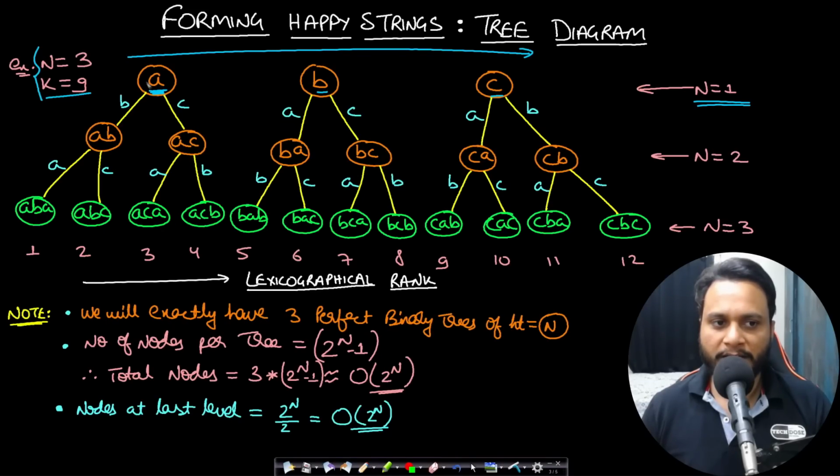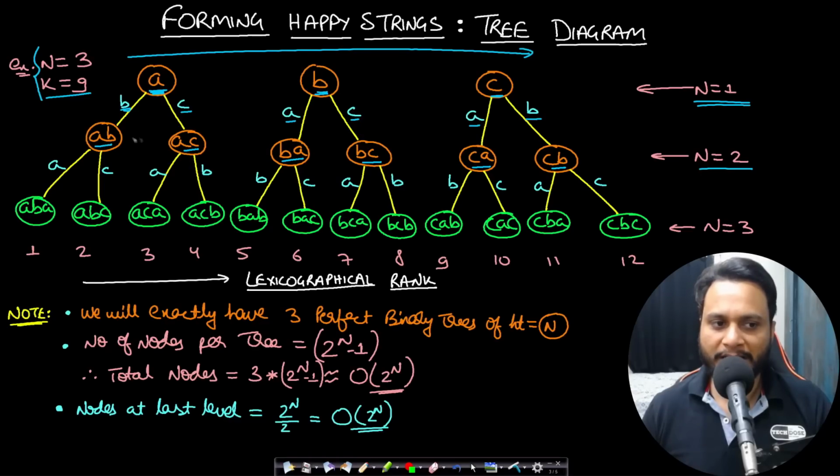Let's try to build that. For A, the next option will be either B or C. It cannot be A, otherwise it will not be happy. So if I append B to A, it will become AB. Appending C to A, it will become AC. Similarly, next we process B. For B, the next option can be either A or C. So it can be BA or BC. And after that, we will process C. For C, we can have the options A and B. So it will be CA or CB. So these are all the 6 happy strings of length 2.